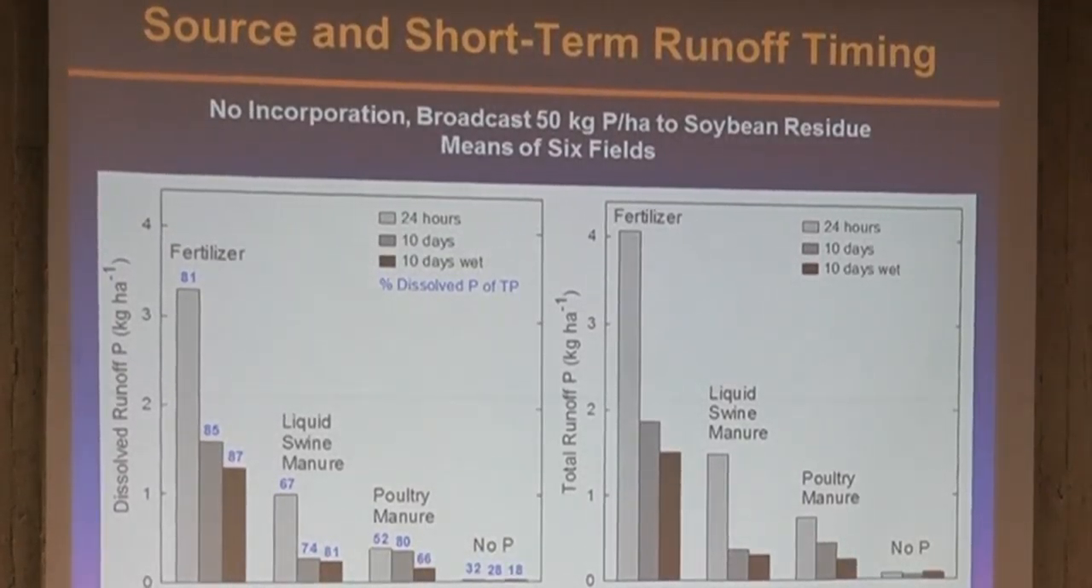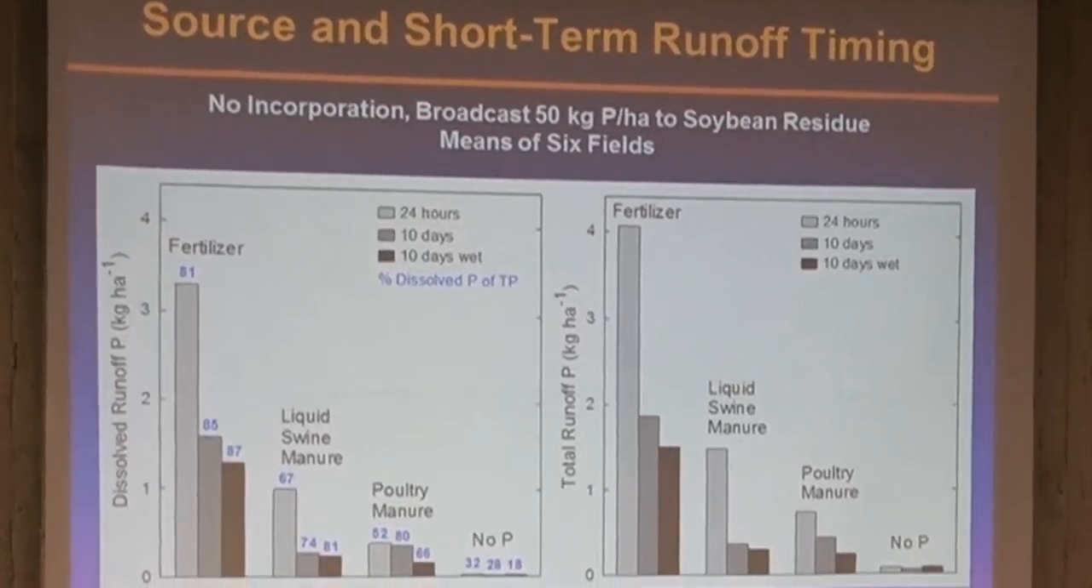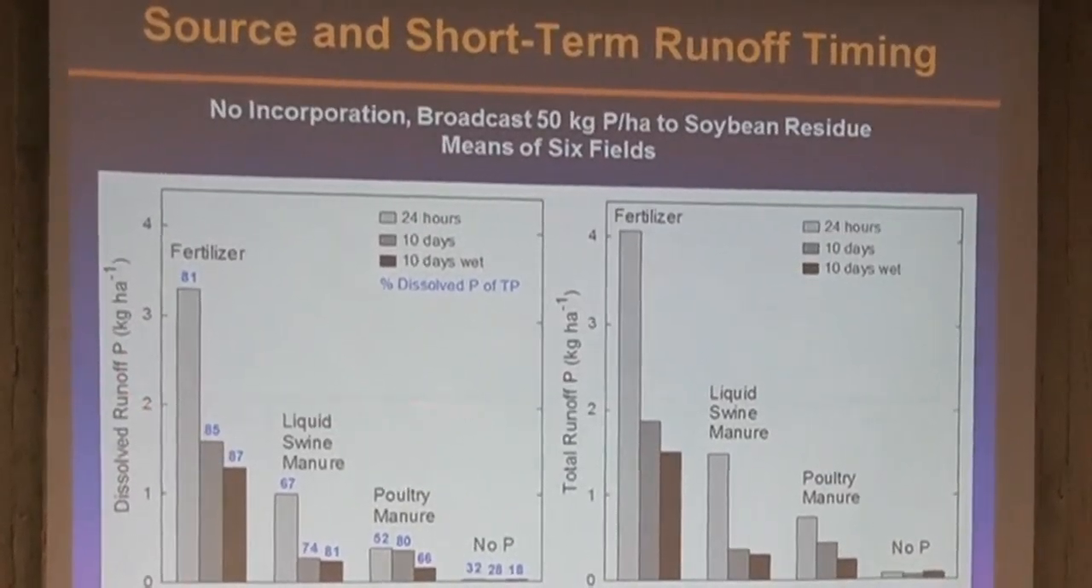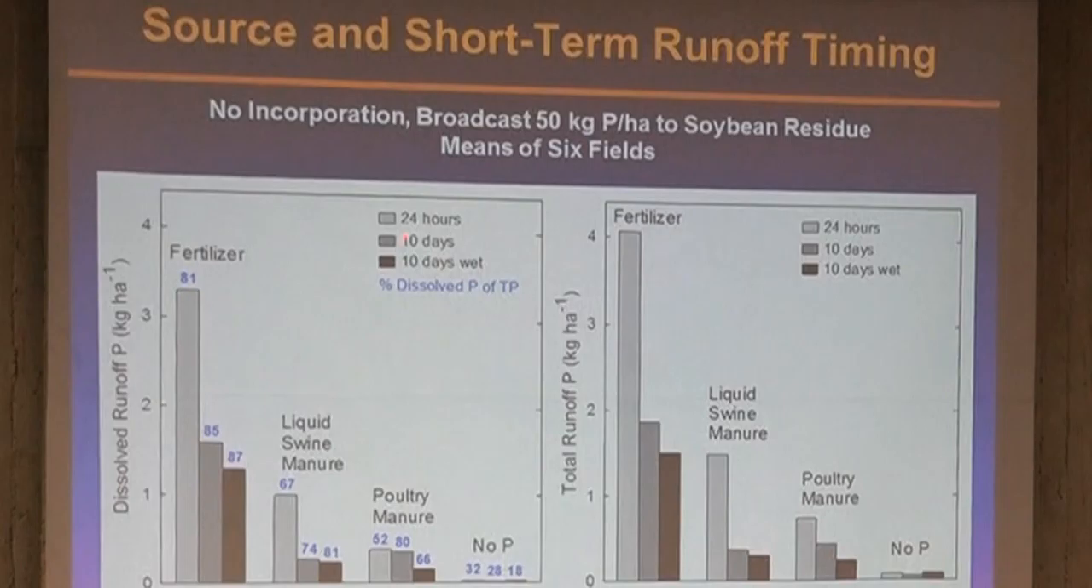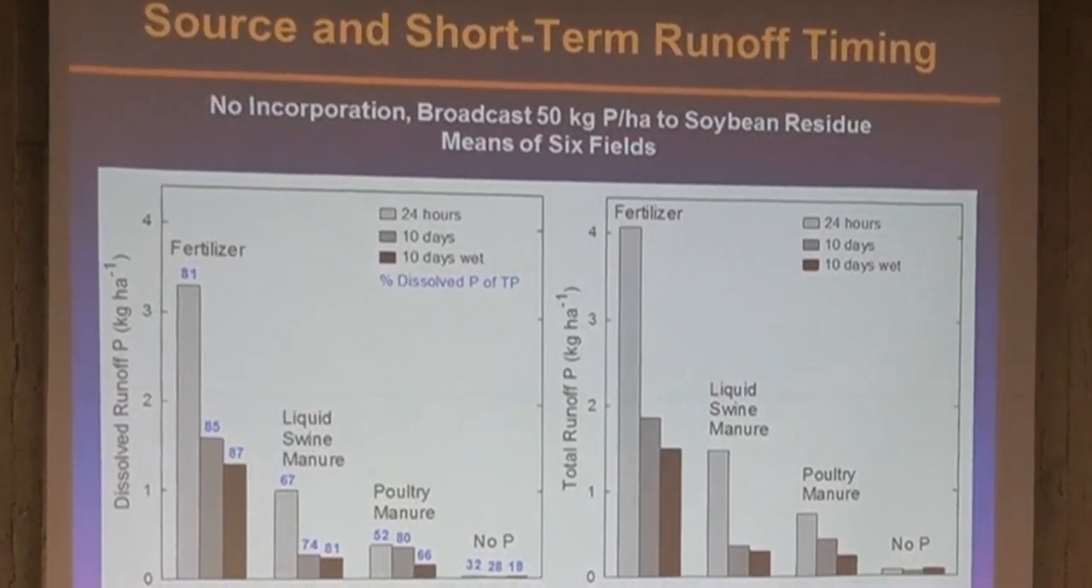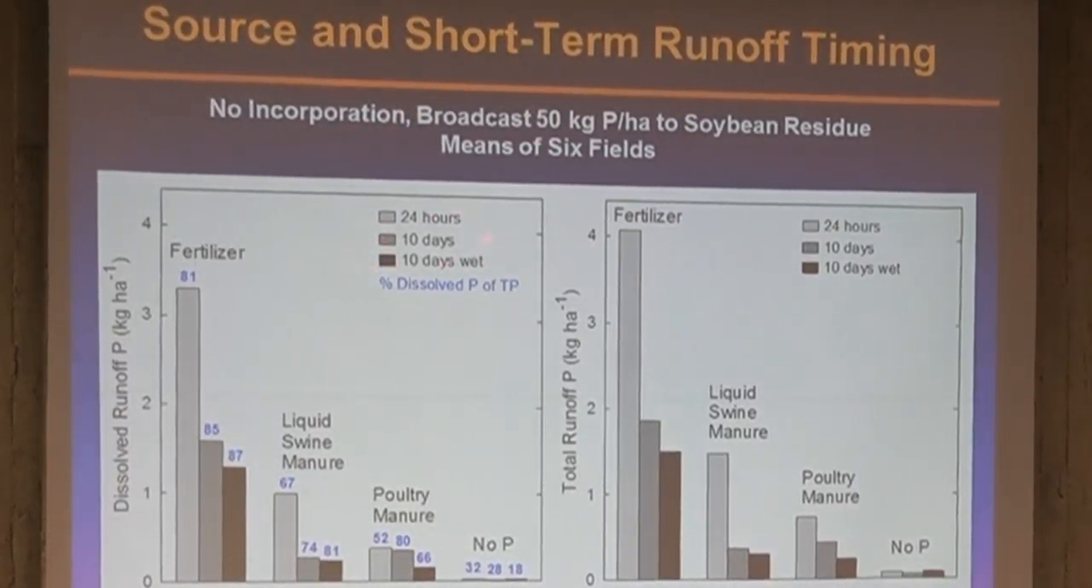Then we added another complication to this research. We worked only with fertilizer, liquid swine, and poultry manure. What we did here, we applied the same amount of phosphorus, but we changed the timing of the runoff event. So in one treatment, we ran within 24 hours of the application. Again, no incorporation, on the surface, as if it were no-till. Then we ran within 10 days. And then the other treatment was what we call 10 days wet, because we applied, and then we simulated a very light rain, just to get that phosphorus reacting with the soil surface, but did not produce runoff.